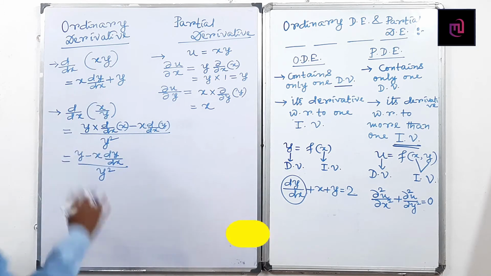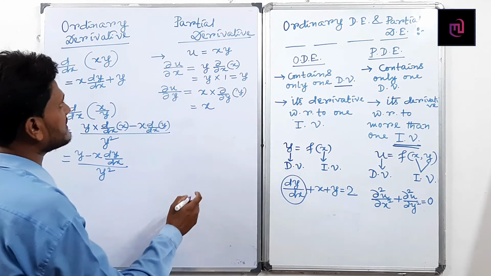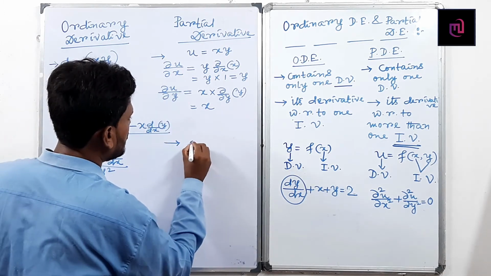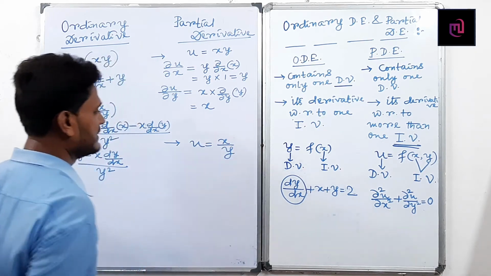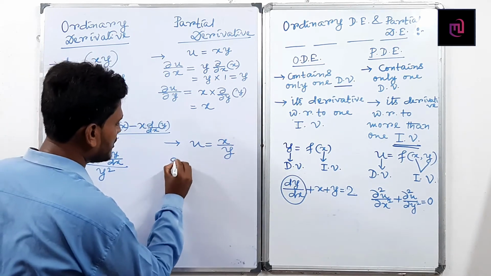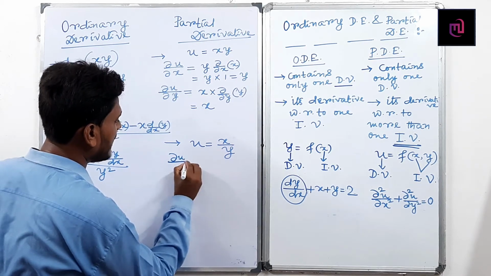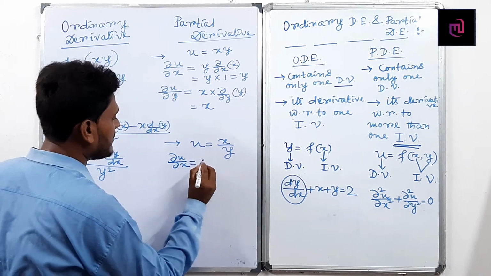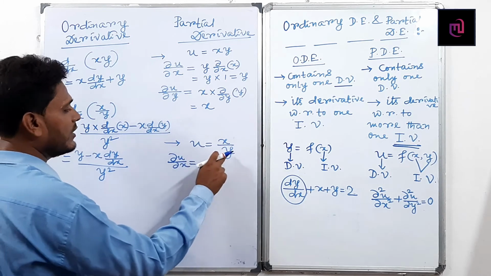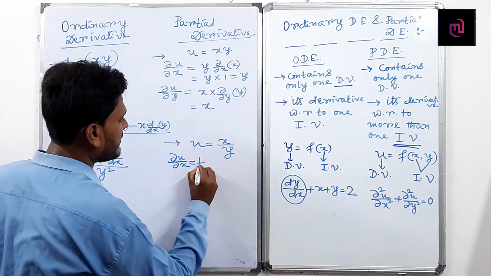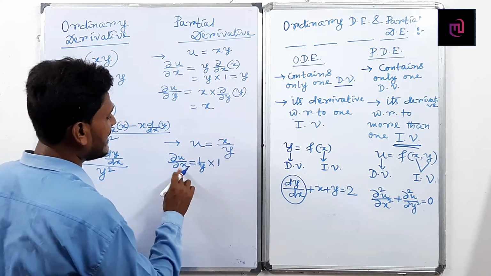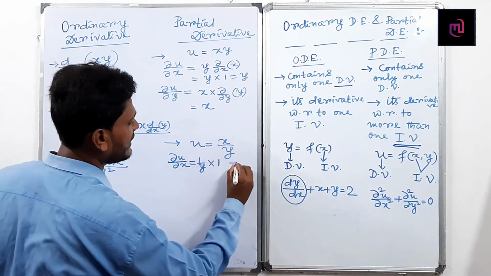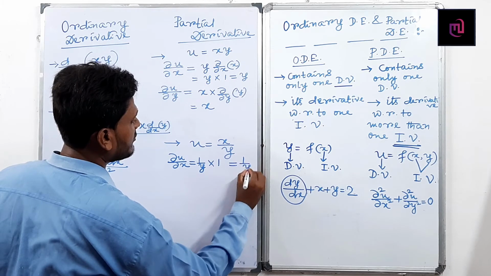But in the partial case, suppose u equals x by y. Taking the partial derivative with respect to x, del u by del x, y is constant. So can I write 1 by y as constant? Del x of x becomes 1. So finally we will write 1 by y.